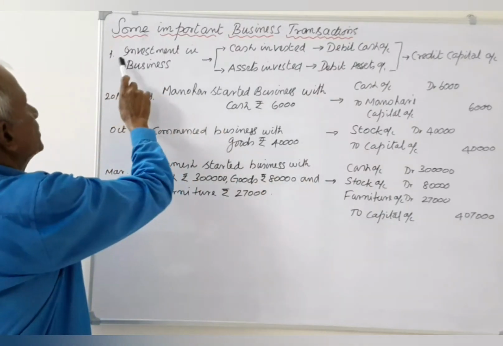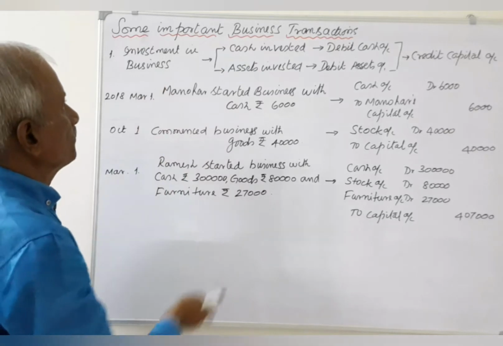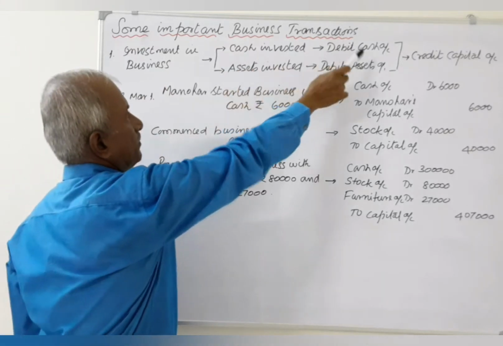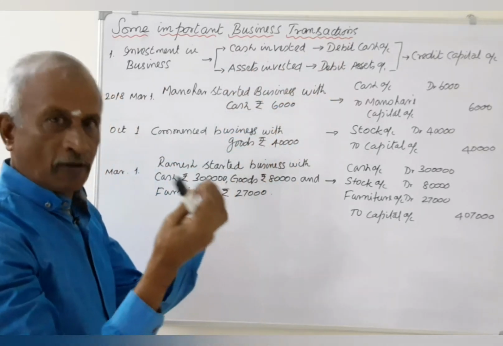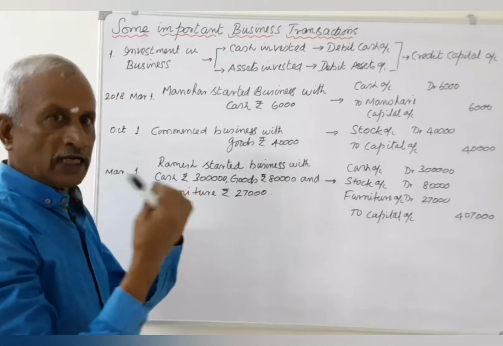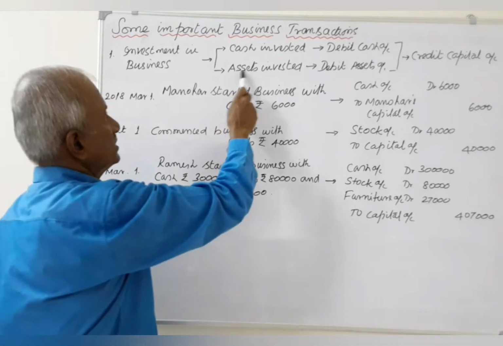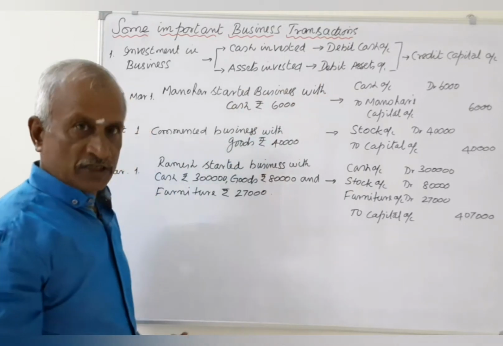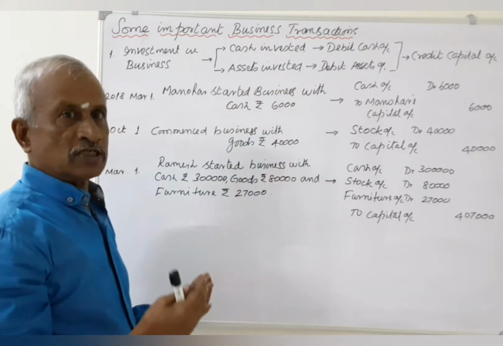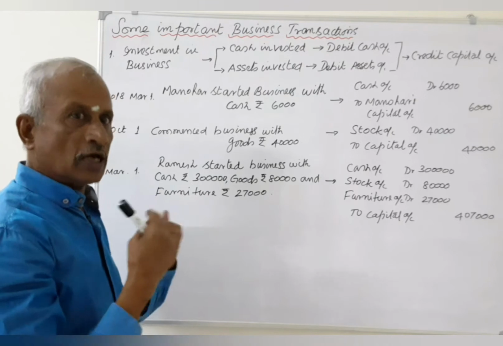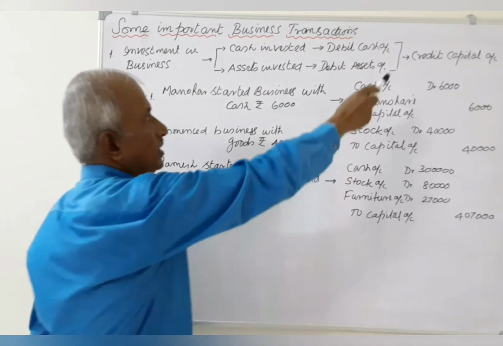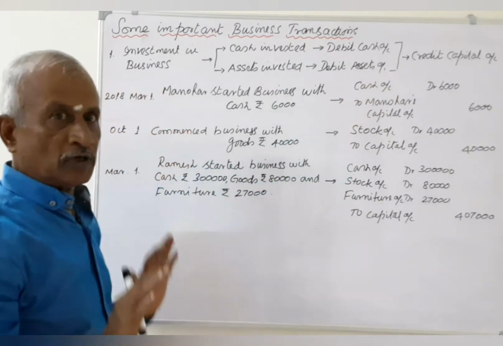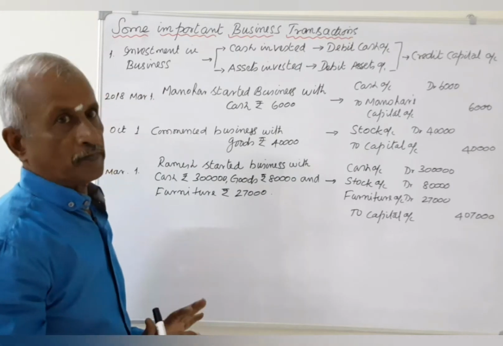The first transaction is investment in business. Cash invested, debit cash account. From the business point of view, cash comes into the business. Assets invested, debit assets account. Again from the business point of view, assets come into the business. Then credit capital, capital is a personal account, credit the giver.